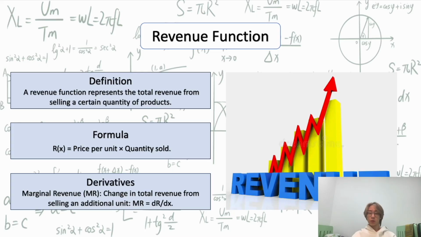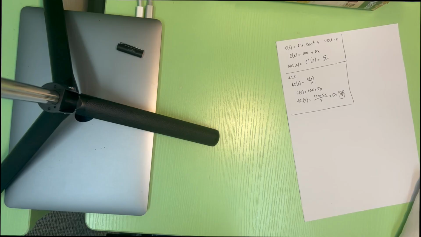A revenue function represents the total revenue from selling a certain quantity of products. The formula is R(x) equals price per unit multiplied by quantity sold. The derivative shows the marginal revenue, MR, the change in total revenue from selling an additional unit. MR equals dR divided by dx.